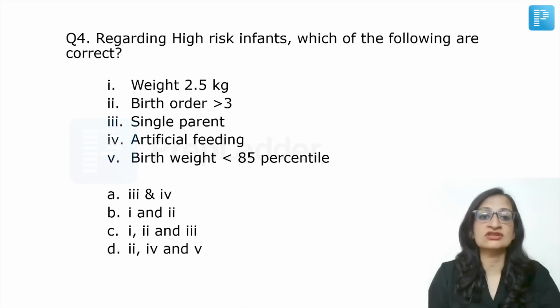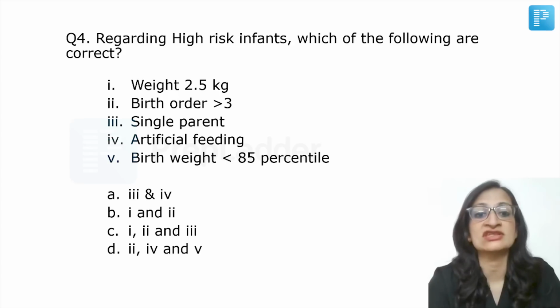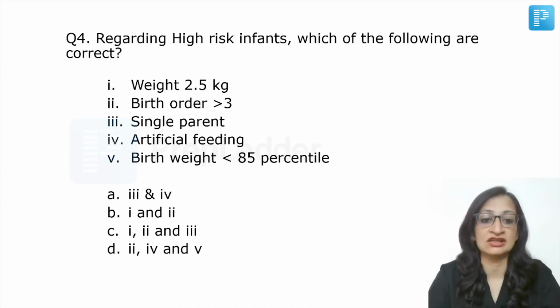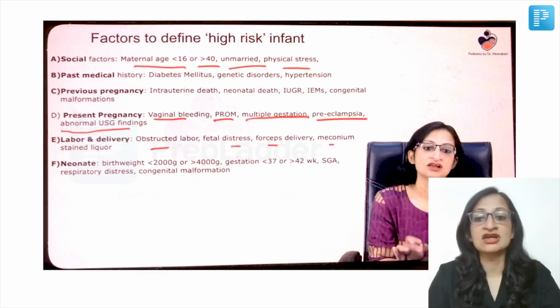Moving on to the next question. This is a repeat from AIIMS November 2019 question. So regarding high-risk infant, which of the following are correct? Weight 2.5 kgs or birth order more than 3 or single parent or artificial feeding or birth weight less than 85th percentile. So before going to the options, we've already discussed what are the factors to define high-risk infant in our video where we've discussed the AIIMS November 2019 questions.